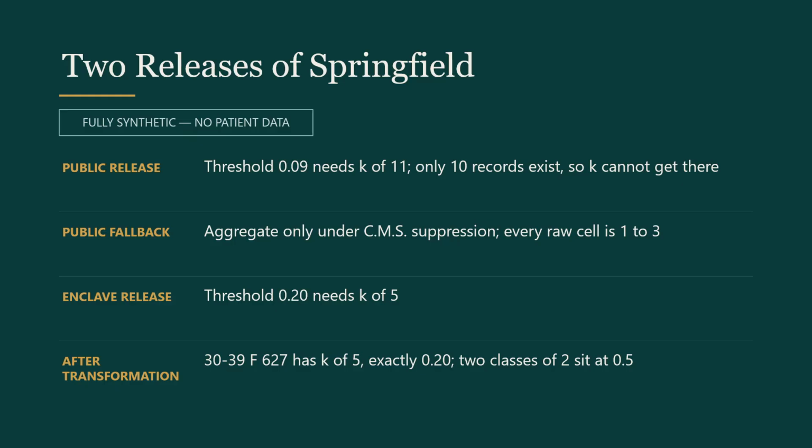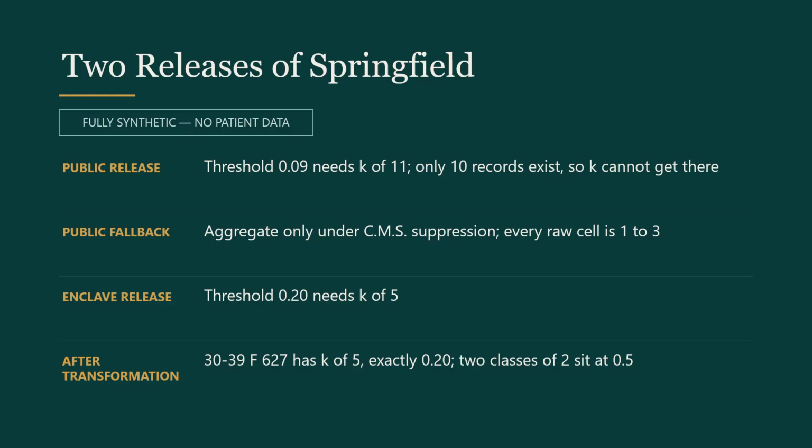So microdata release is off the table entirely, and the fallback is aggregate statistics only under the cell size suppression policy. Run that fallback, and it fails too. In the raw sex by payer table, every cell is a 1, a 2, or a 3, all inside the 1 to 10 band, so the entire table masks and nothing publishes. That is the honest result, and some requests simply have no public answer.